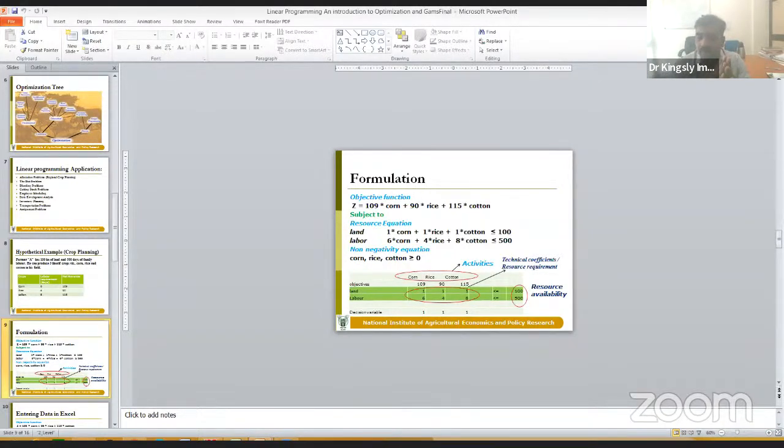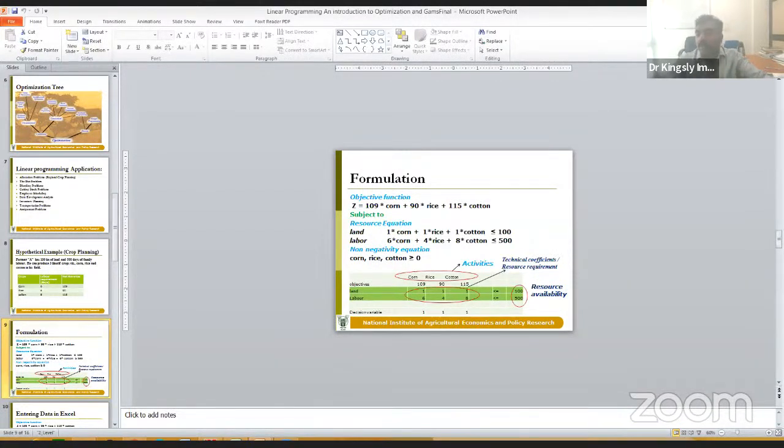So what are we talking about? Maximizing the total revenue. How will you maximize your total revenue? Total revenue is nothing but net revenue times area under the crop. So we have three crops, so profit and area under the crop. Suppose corn has an area, rice has an area, cotton has an area. That's the meaning. So you have to remember that. So this is our total revenue. That's what I have written in the equation.